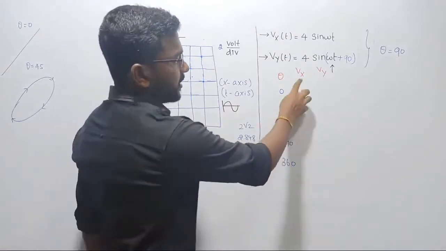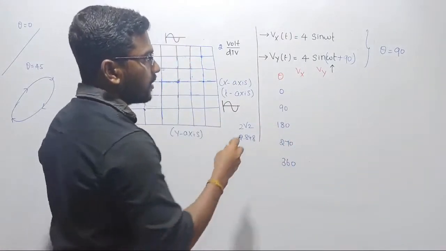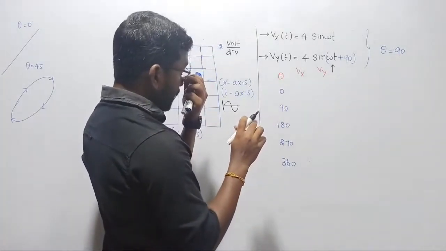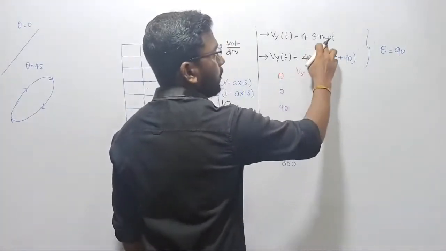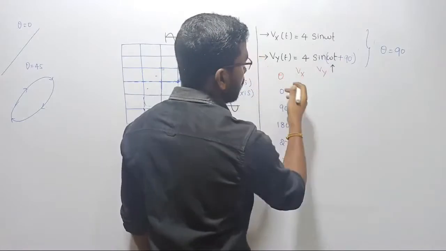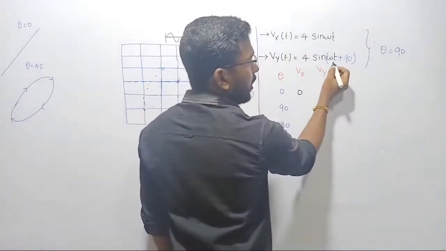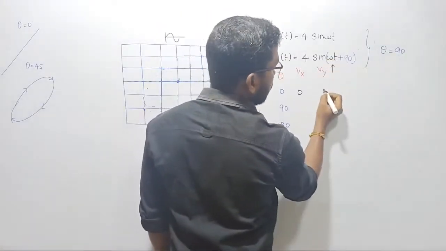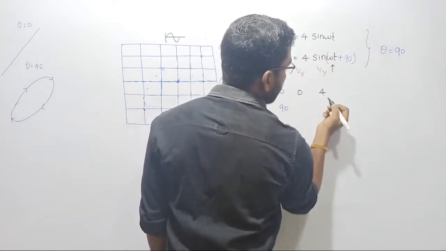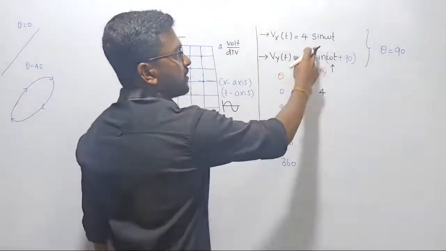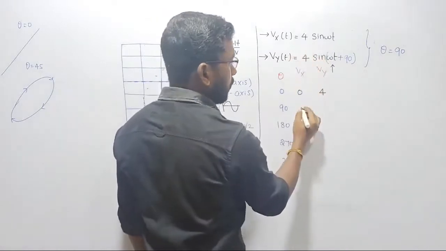Let us observe the pattern that we are going to receive in the screen of the CRO, right? The pattern is, once again, x and y axis values are there. At theta equal to 0 degree, what happens? If I replace theta by 0, then sine 0 will be 0. Here, if I replace theta by 0, then sine 90 will give us 1. 1 into 4 will give you 4. Next, at theta equal to 90, sine 90 is 1. 1 into 4 will become 4.